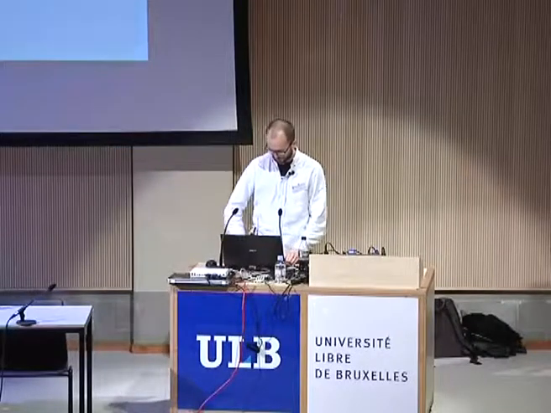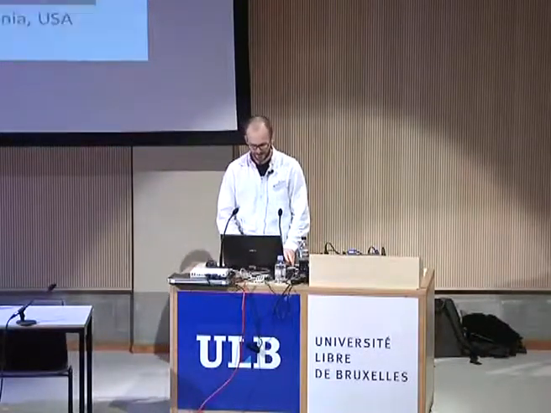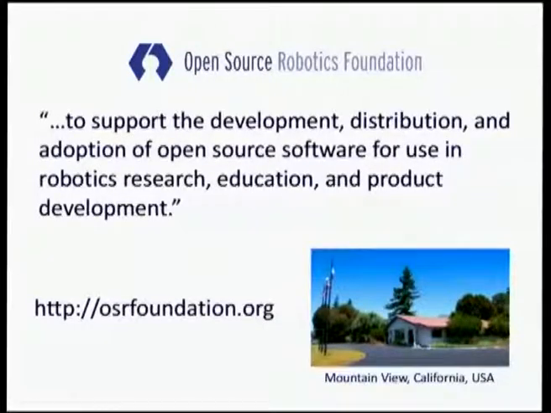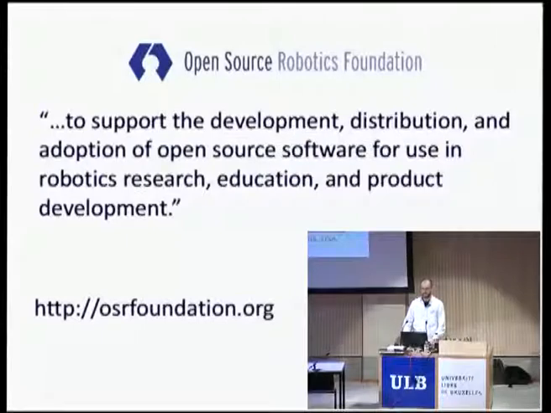So this talk is about ROS and friends. We're from the Open Source Robotics Foundation, so what we do is support the development, distribution, and adoption of open source software for use in robotics research, education, and product development. That's very broad. We can fit a whole lot of things in there. That's our website, OSR Foundation. We have the little building there in Mountain View, California, out in Silicon Valley.